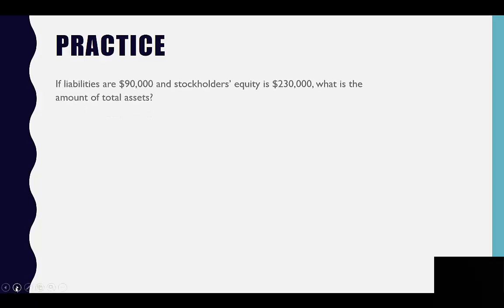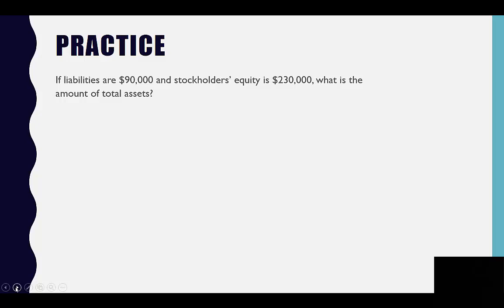Let's practice using the skeleton forms of our balance sheet, income statement, and statement of retained earnings. If liabilities are $90,000 and stockholders' equity is $230,000, what is the amount of total assets? We're going to use our basic accounting equation, the skeleton format of the balance sheet, to solve this question. I'll go ahead and give you the answer. The answer is $320,000.